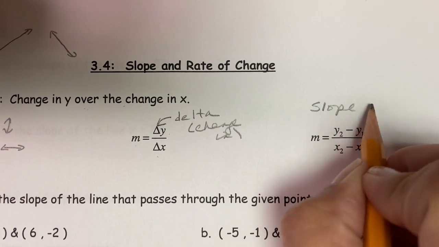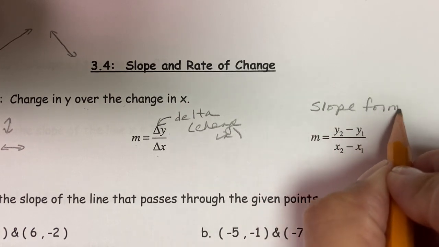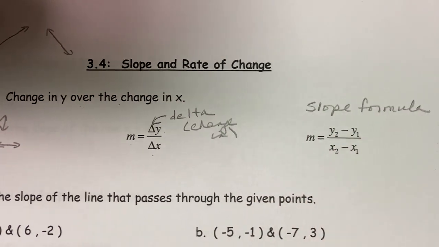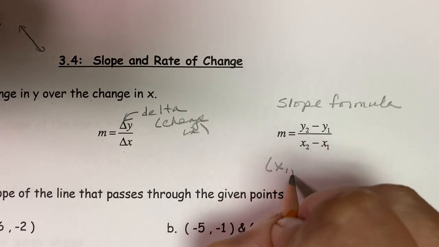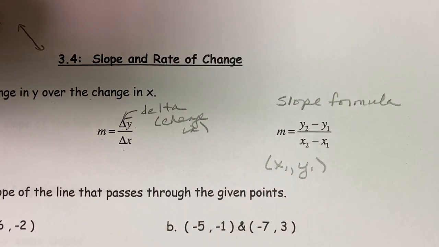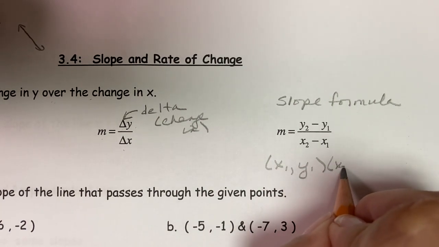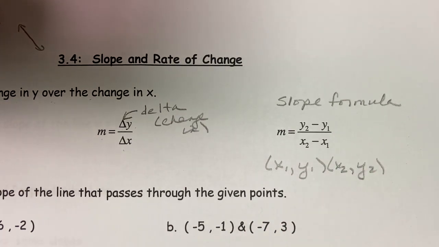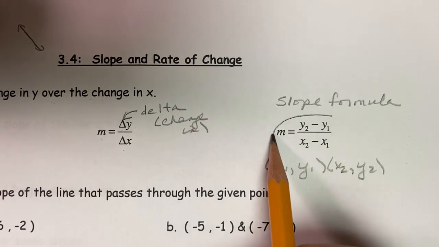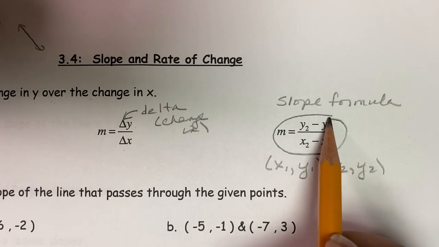And this is what we're going to use to be able to find the slope if you're given 2 points, those 2 points being (x1, y1), or the x and the y of the first point, and then (x2, y2), meaning the x and the y of the second point. So if you're given 2 points that lie on a line, you have this formula to be able to find the slope of that line.